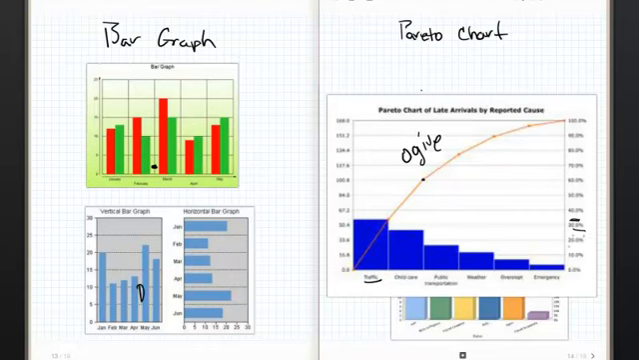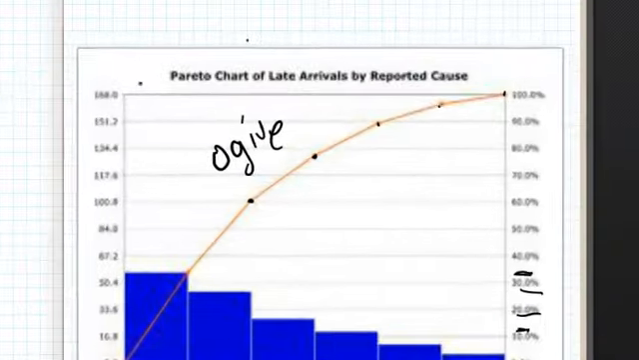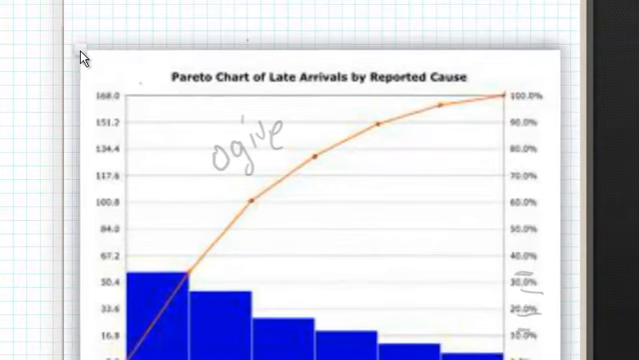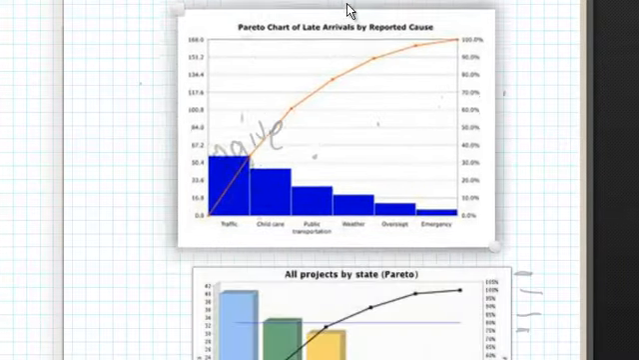Public transportation, the bus showed up late, whatever, just under 20%. But the three of these together make up just under 80% of all reported reasons for being late to work. Weather, well, I live in Reno, so weather plays a big part, especially if it's snowing. Weather is a little over 10% right there. However, up here between traffic, childcare, public transportation, and weather, we pick up 90% of all reported reasons. And that's how an ogive works. It basically gives you the cumulative relative frequencies of the occurrence of certain things.